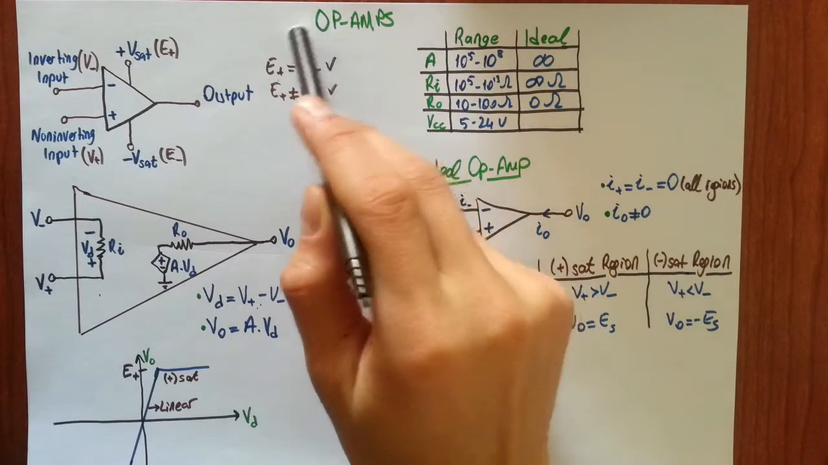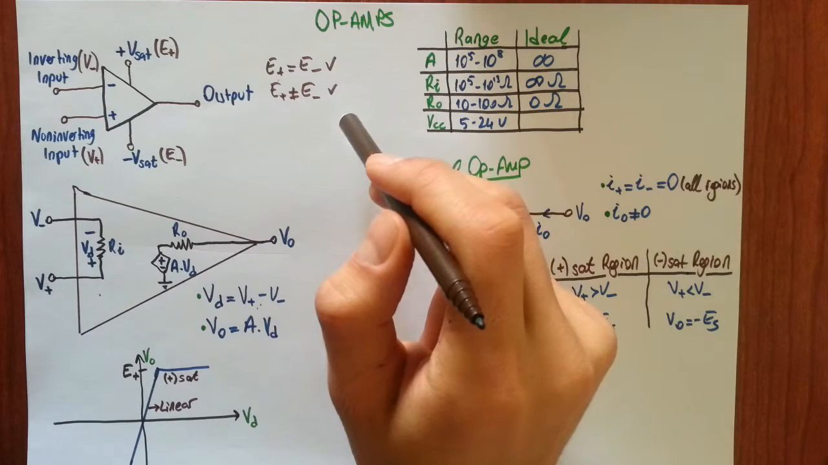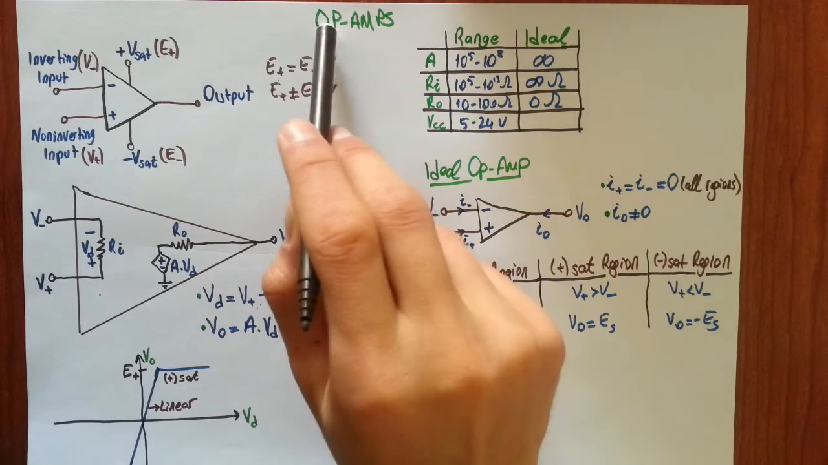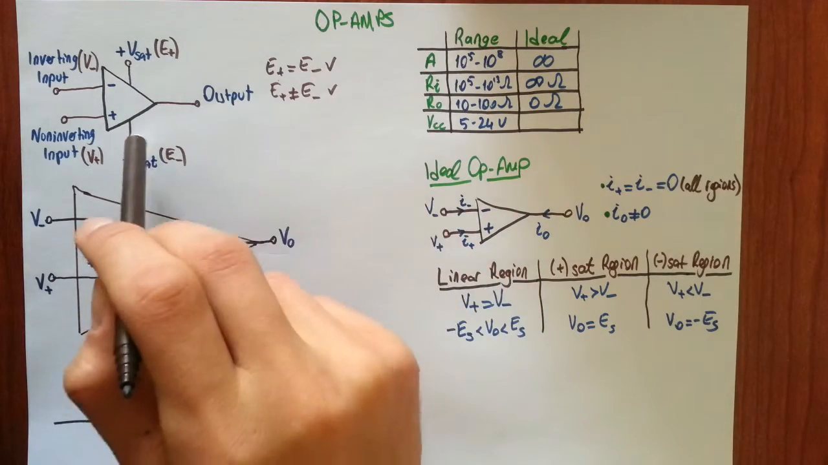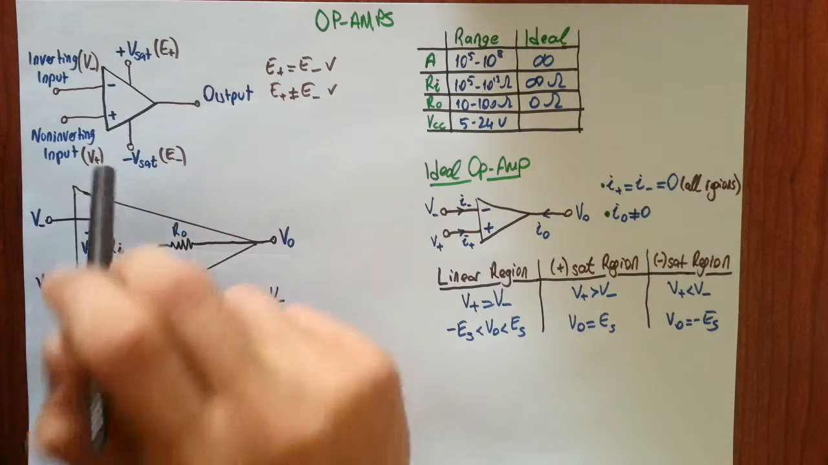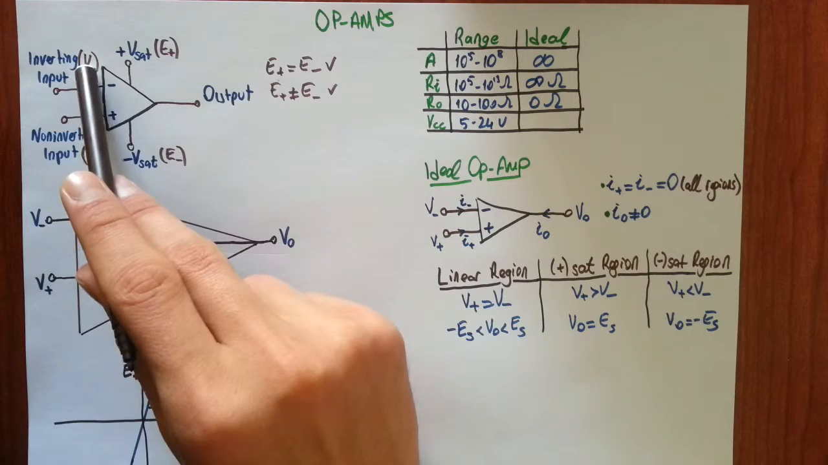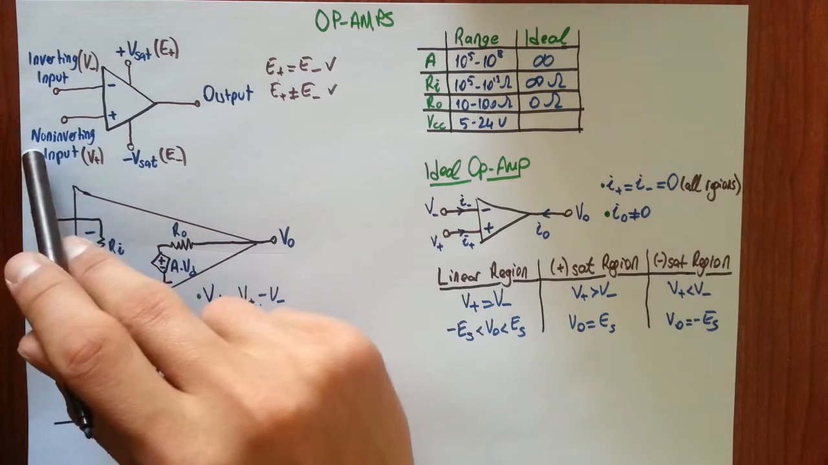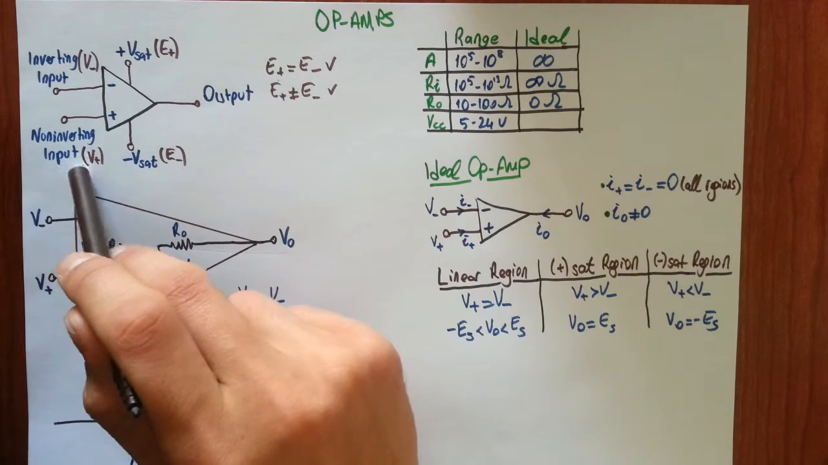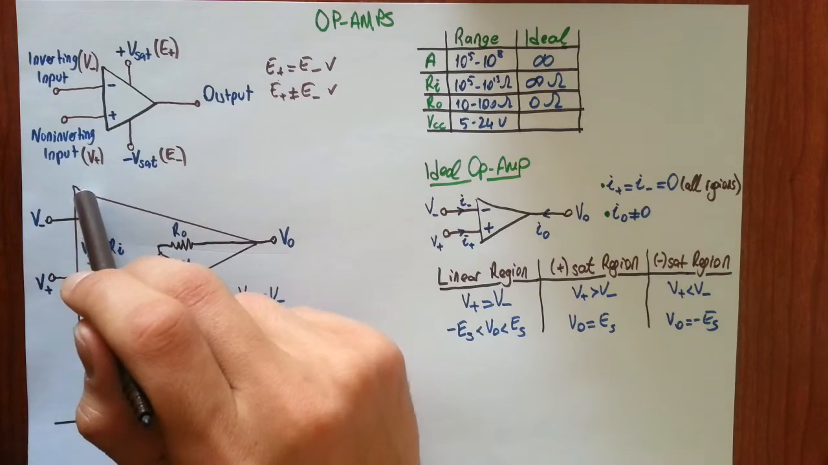In this video we will learn op-amps, or operational amplifiers. It's another handy circuit component and it has 5 terminals. First terminal is the inverting input terminal and mostly denoted as V sub minus. Second terminal is the non-inverting input terminal and we denote it by V sub plus.